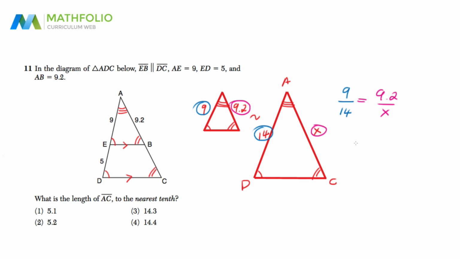Now we can solve this by cross multiplying, so we've got 9x when we cross multiply here equals 14 times 9.2, and then to get x on its own we would divide both sides by 9. So x equals the result of this. So grab a calculator, and it's 14 times 9.2, and then divide that by 9.